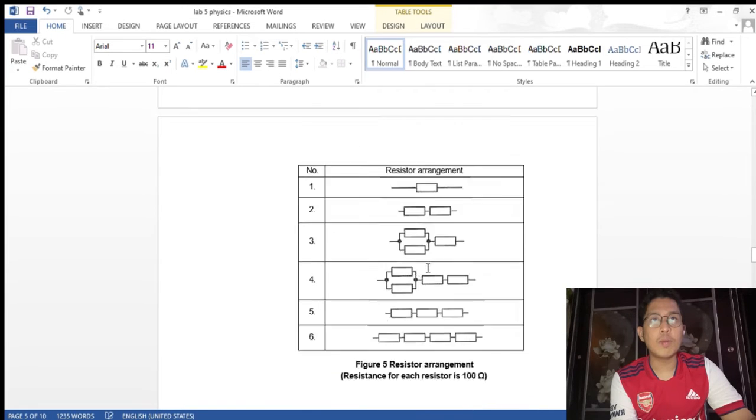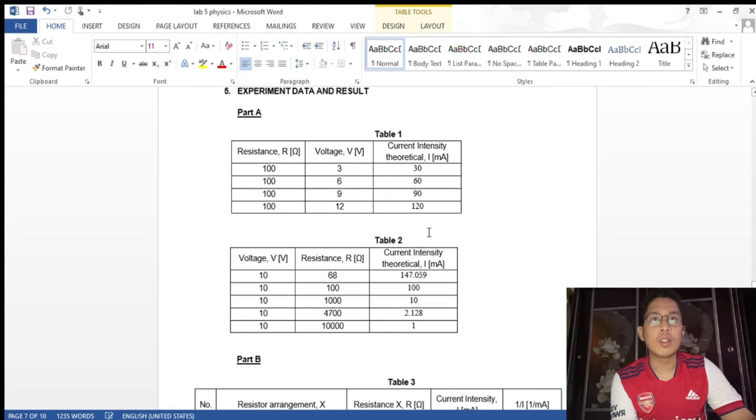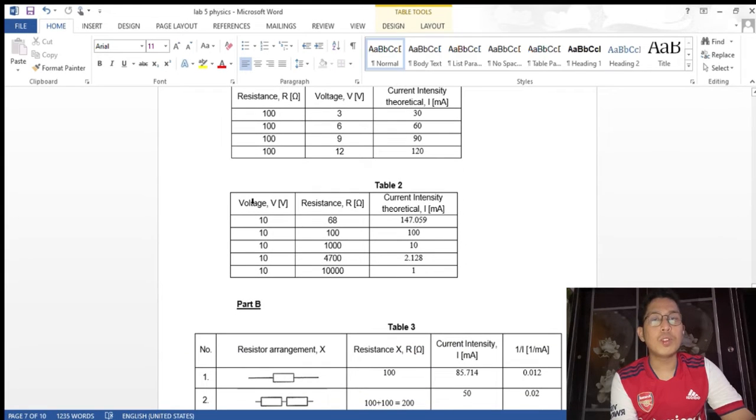So for the result of part A, as we can see here, the resistance stays at 100 ohm. We set the resistance to 100 ohm, and we increase the voltage up to 12 volt, and as we can see, the current intensity is also increased. And for table 2, we set the voltage to 10 volt, and we increase the resistance from 68 ohm until 10,000 ohm, and as we can see, the current intensity decreased.